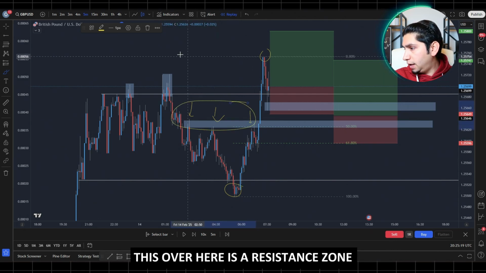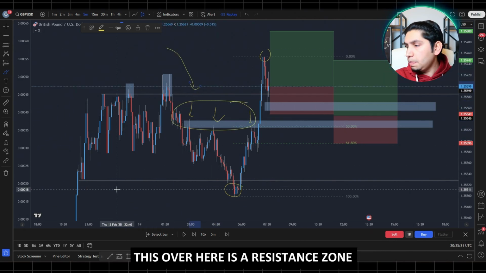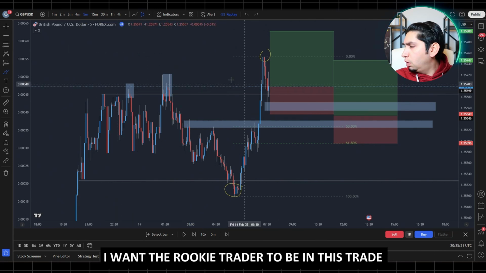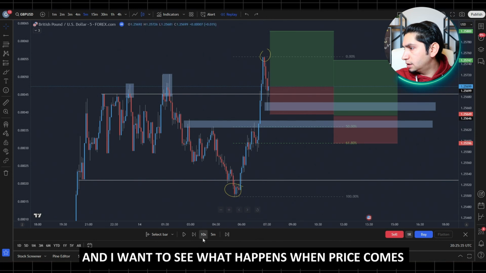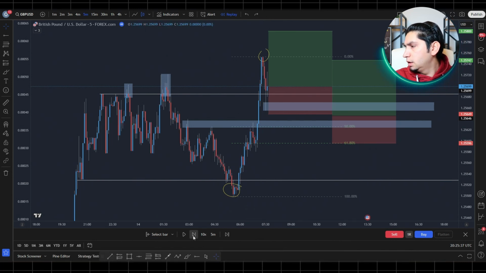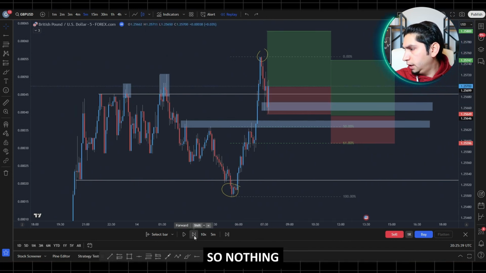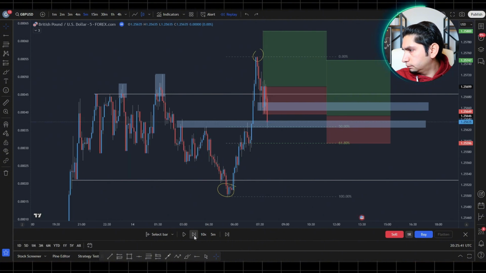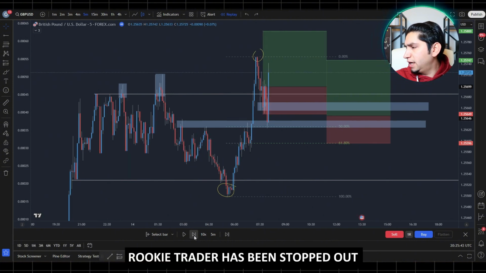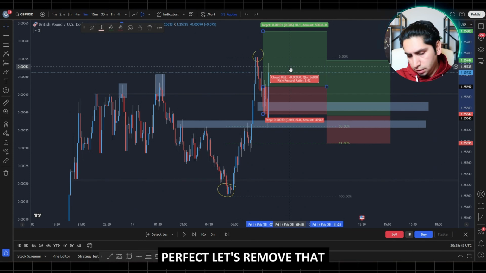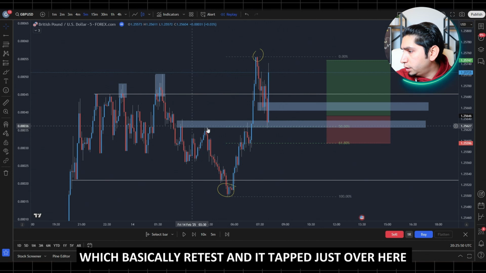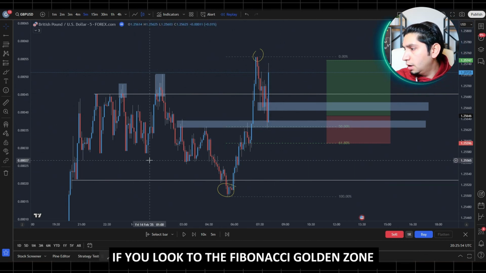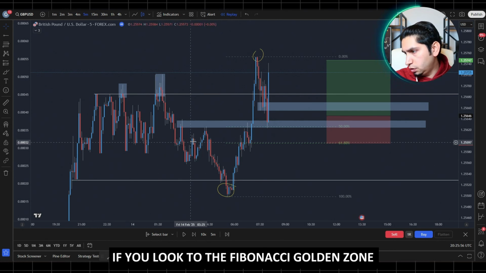This over here is a resistance zone. I want the rookie trader to be in this trade, and I want to see what happens when price comes, takes them out. So, nothing. Rookie trader has been stopped out. Perfect. Let's remove that. Price has tapped into this area, which basically is a retest, and it tapped just over here, if you look, into the Fibonacci golden zone.